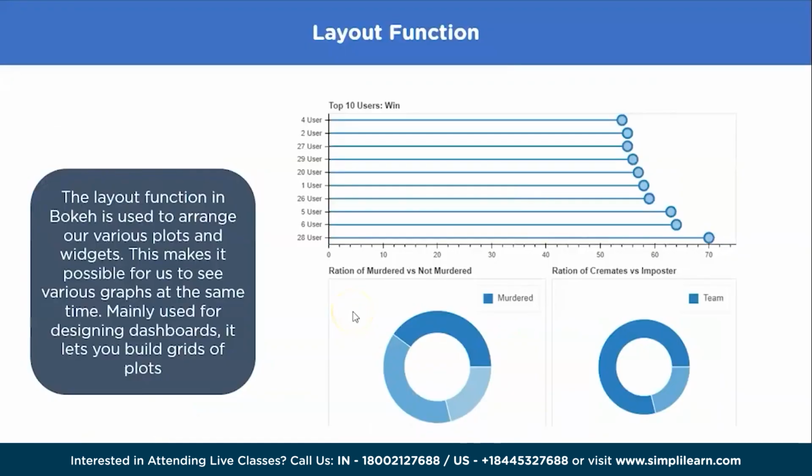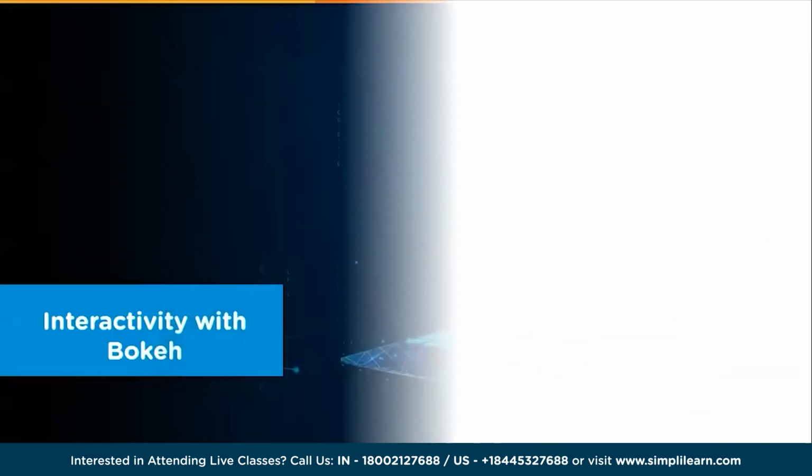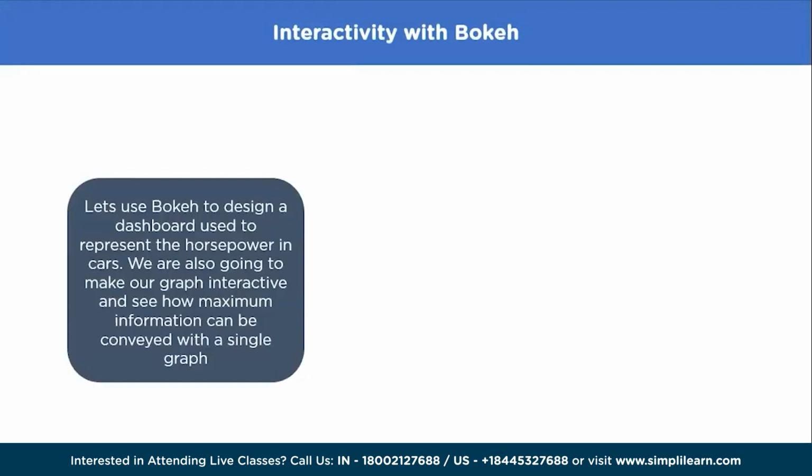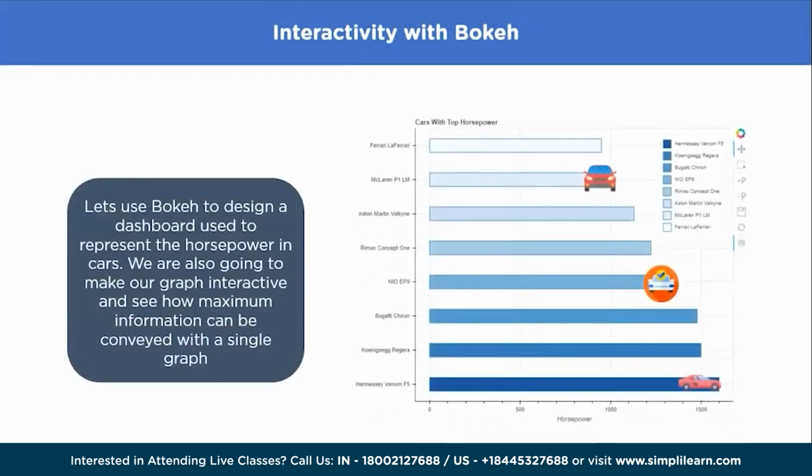So now we've taken a look at how we can use a layout function. Now let's see how we can make interactive graphs with the help of Bokeh. Over here, we're going to be using Bokeh to design a dashboard which is used to represent the horsepower in cars. We are also going to make our graphs interactive and see how maximum information can be conveyed with the help of a single graph.